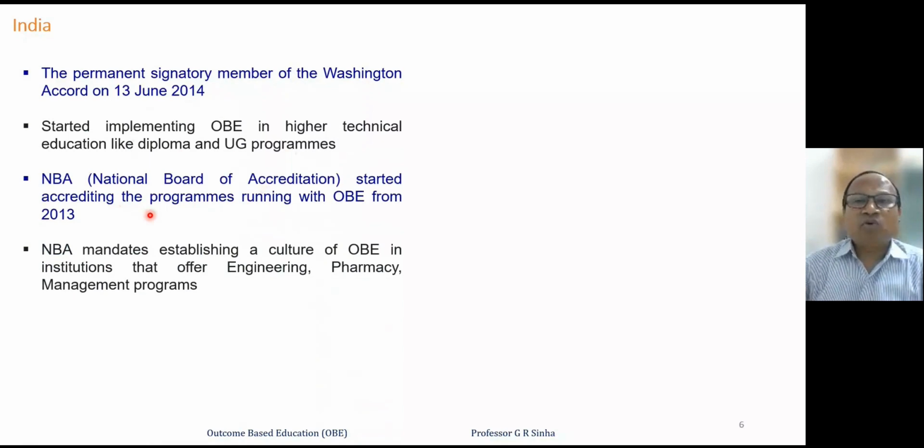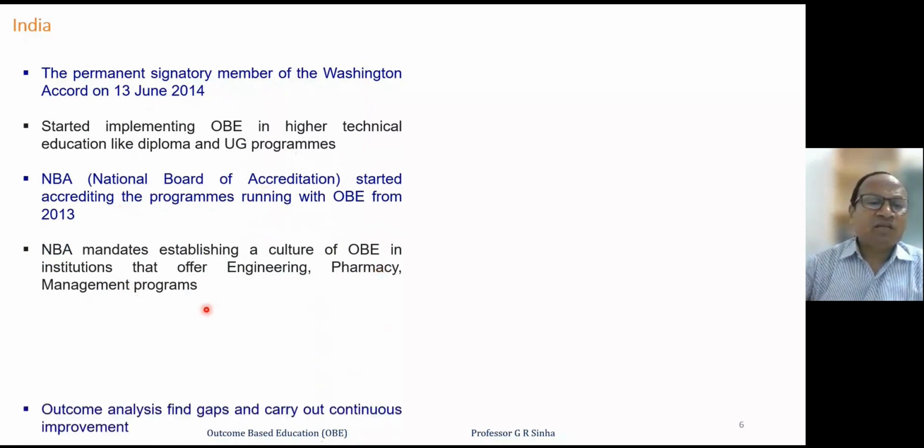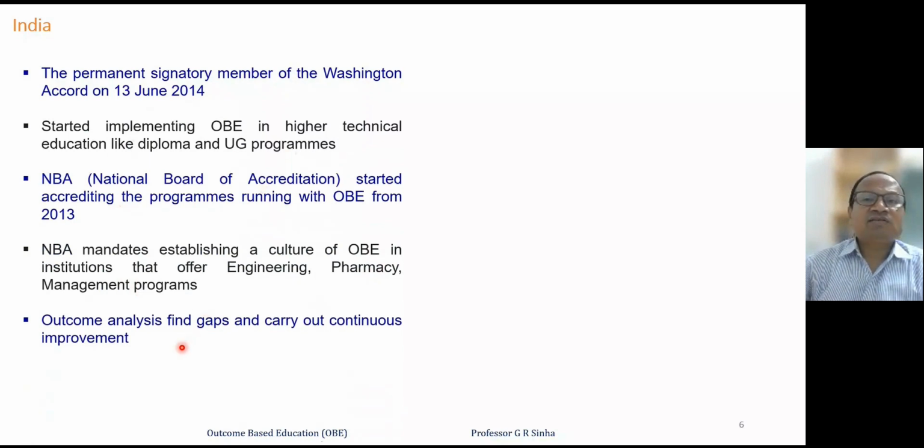NBA, the National Board of Accreditation, mandates establishing a culture. OBE has to be brought into the academic culture. So institutions that offer engineering, pharmacy, management programs analyze the outcomes, assess the outcomes, and whenever we find a certain gap, which is only possible when we analyze the outcomes very sincerely, gaps are found, and accordingly we carry out continuous improvement.